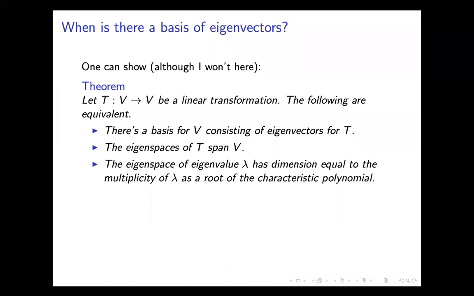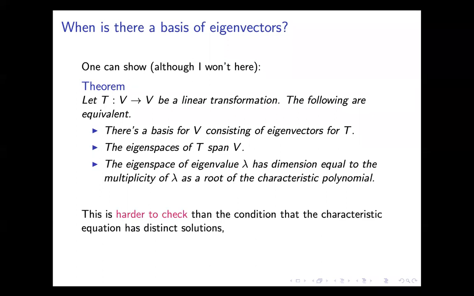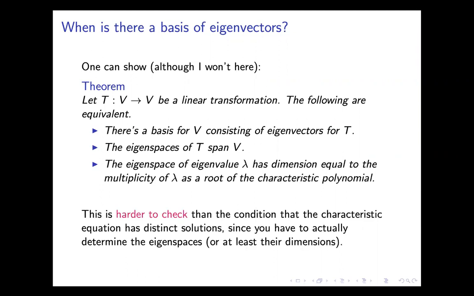So in particular, in that example with the identity matrix, lambda equals 1 had multiplicity n, right? Because the characteristic polynomial was equal to (lambda minus 1) to the n. And we know that the eigenspace for this eigenvalue has n vectors for the n by n matrix. Now this is harder to check than the condition that the characteristic polynomial has distinct solutions, since we actually have to determine the eigenspaces, or at least find their dimensions.